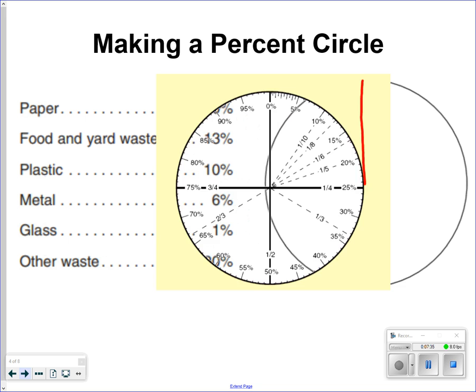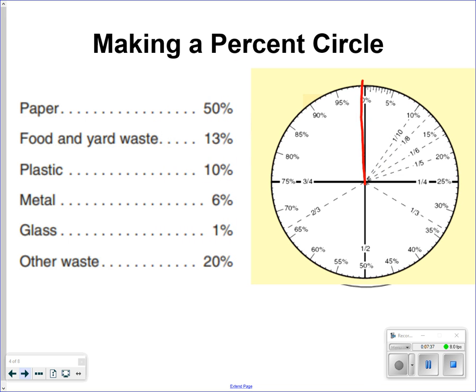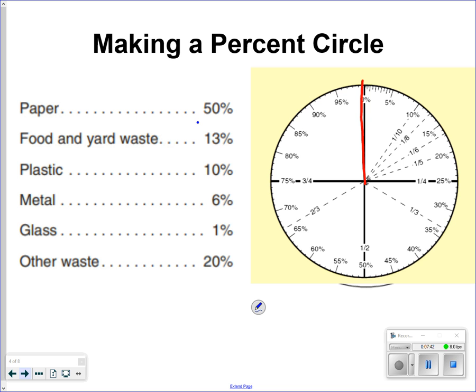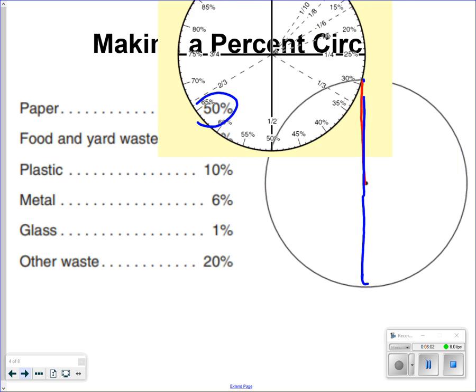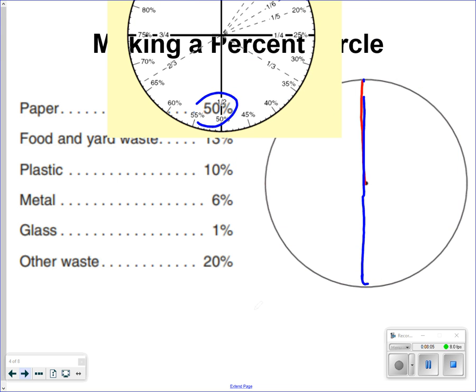Now I have to have half this circle equal 50% for paper. Well, I just take a look here. I'm at 0. I'm going to go all the way around this percent circle till I get to the 50. And once I'm there, I'm going to draw a line across. I'm just going to go ahead and erase these other lines. Let's see how I did. 50%. I'm going to write paper here.